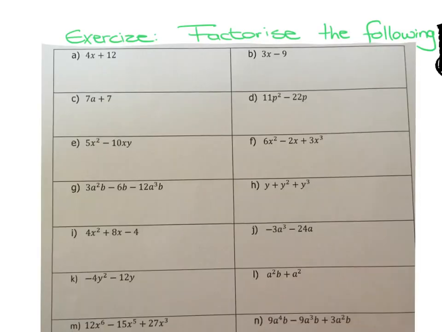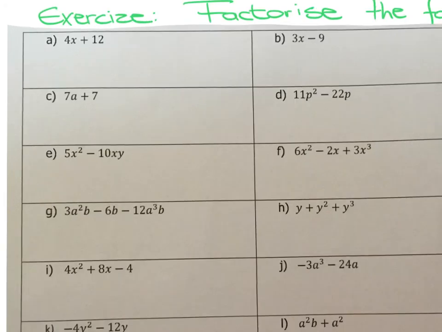Have a look at this exercise and pause the video. Try it yourself before you look how I do it. Okay, the first one, number A. My common factor here will be 4. 4 goes into 12 3 times. X is not common to both the terms, so I just bring it down with a plus. So my common factor is 4 and it's x plus 3. To check my answer, 4 times x gives me 4x and 4 times 3 gives me 12.